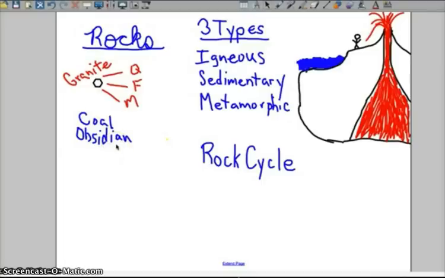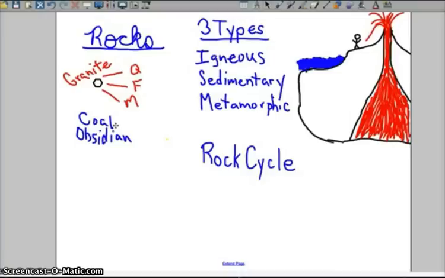Obsidian is a natural glass, and it has no crystal structure. It's just glass. And one that's probably a little more common to us is coal. Coal is actually the remains of ancient plants and animals that have been pressed into a hard rock.